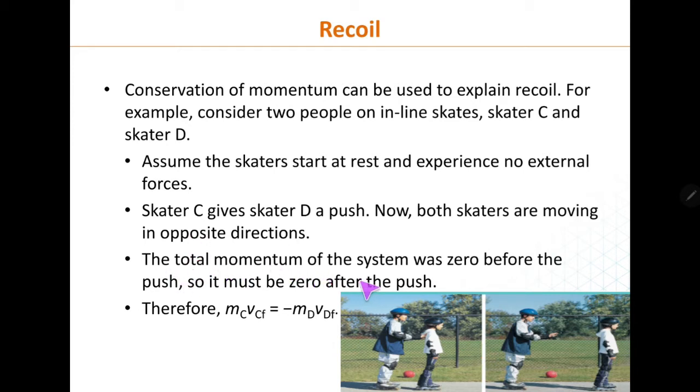The total momentum of the system was 0 before the push, so it must be 0 after the push. Therefore, we have a law here which is mC vC final equal to minus mD vD final. The m here represents the mass of skater C and vC final is the final velocity of skater C. That is equal to minus the mass of skater D multiplied by the final velocity of skater D.